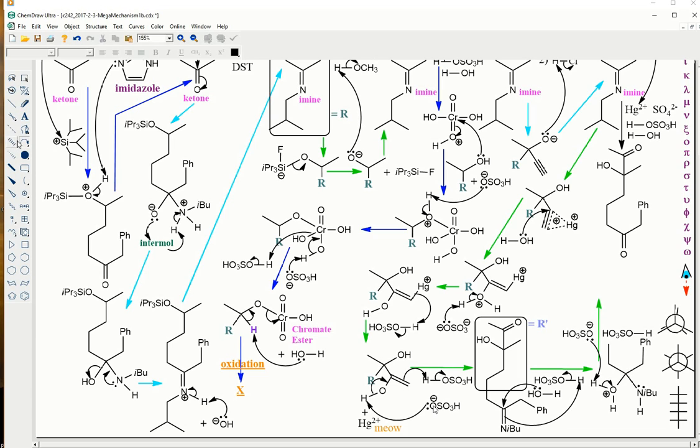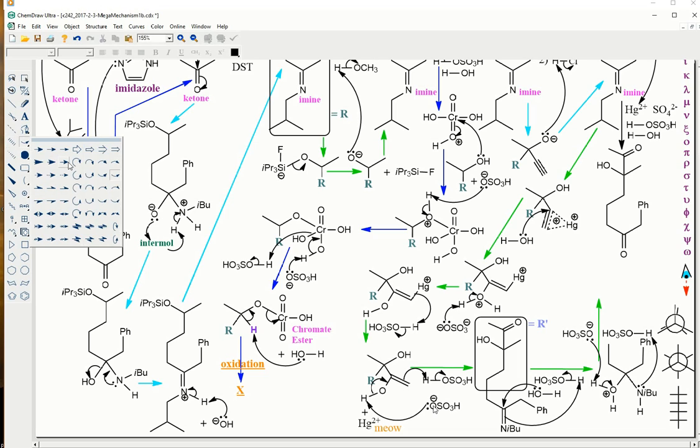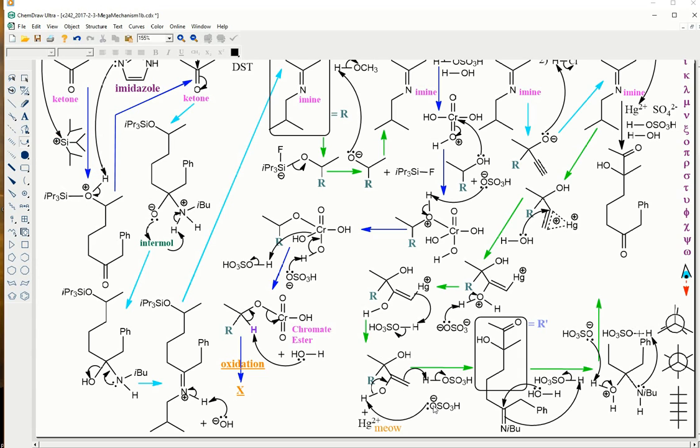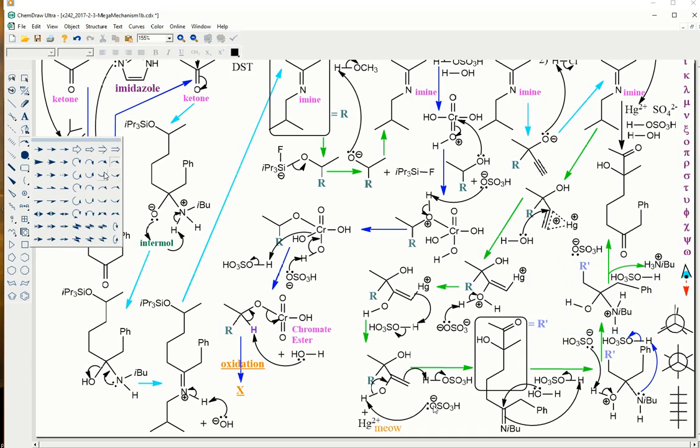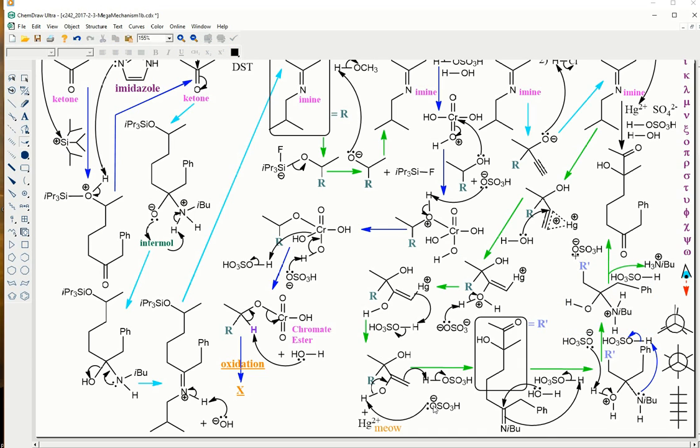And a completely separate step to set up the next part of the mechanism would be protonation of the nitrogen to make it a better leaving group. These are clearly two separate things, so I gave them different colors, and they gave this intermediate here, an alcohol on the same carbon as an ammonium ion. If we do a simple deamination, which is like a dehydration, but we're getting rid of an amine in an E2 fashion, I believe we end up with our final product.